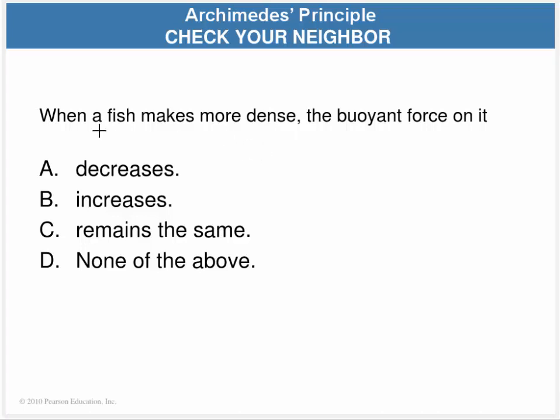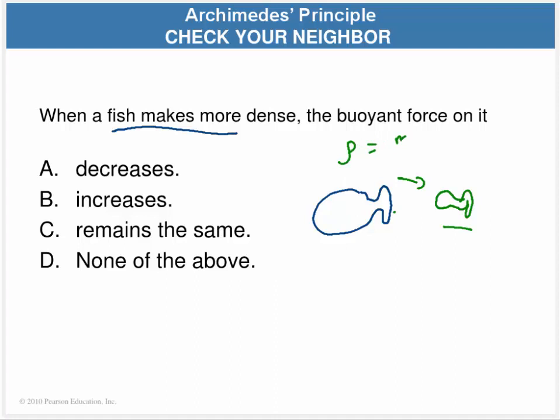Let's just get a little bit of practice right here. A fish is sitting there and it makes itself more dense. Then what's going to happen? So there's our fish, and it's going to make itself more dense, so it's going to go from that guy to that guy. Obviously this fish takes up less volume, so it's more dense, remembering that density is equal to mass divided by volume. So essentially what it's done is it's made its volume smaller.